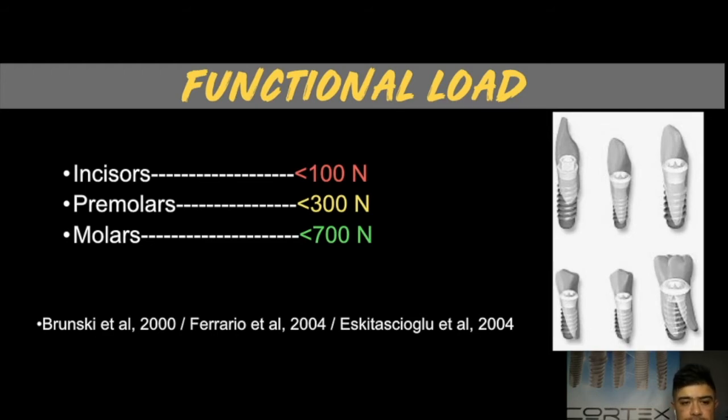So when I use an implant like the narrow implant that resists only 200 newtons, it's an implant that is not indicated for the premolar area, because in the premolar area you will have loads around 300 newtons.